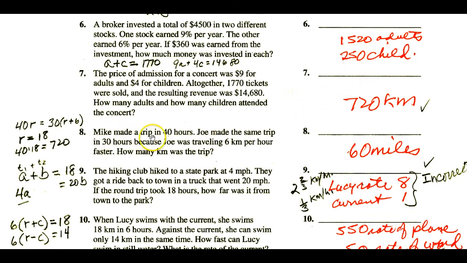Okay, Mike made a trip in 40 hours. Joe made the same trip in 30 hours because Joe was traveling 6 miles per hour faster. How many kilometers was the trip? Well, the distance is the same here. So we're going to use distance equals distance. And distance is rate times time, rate times time.